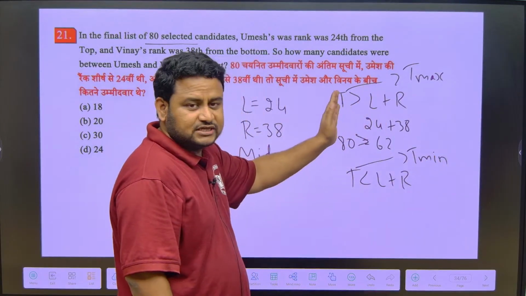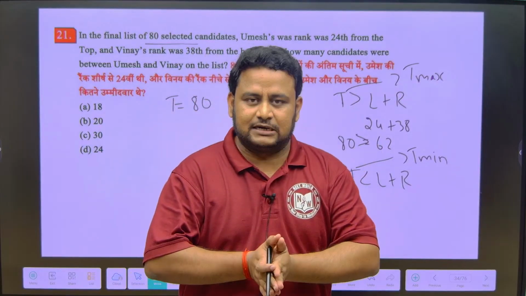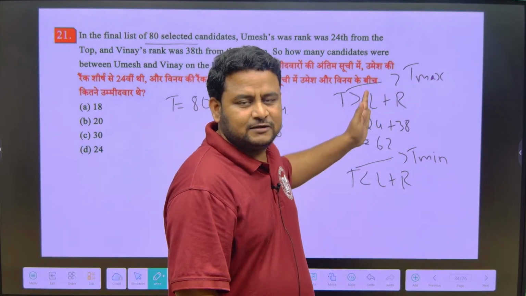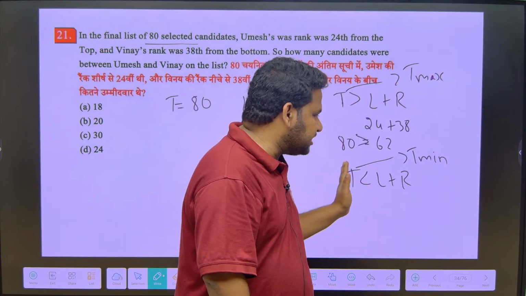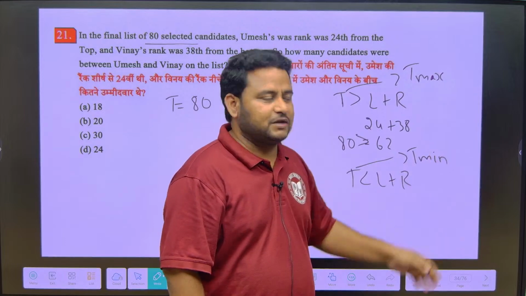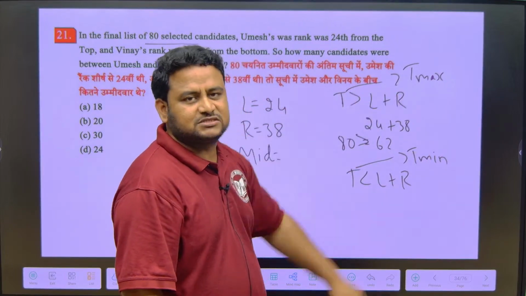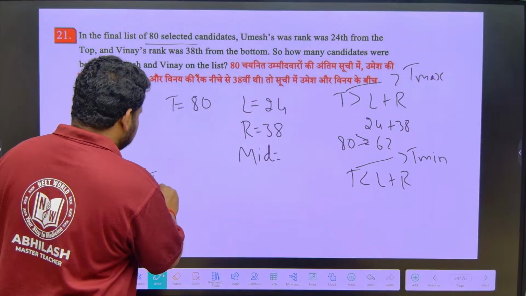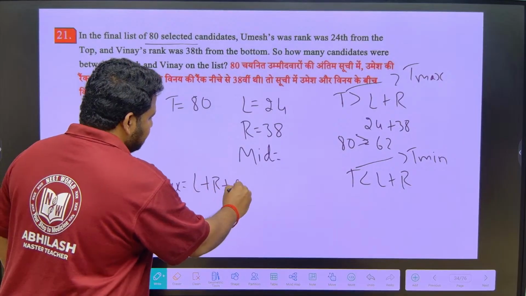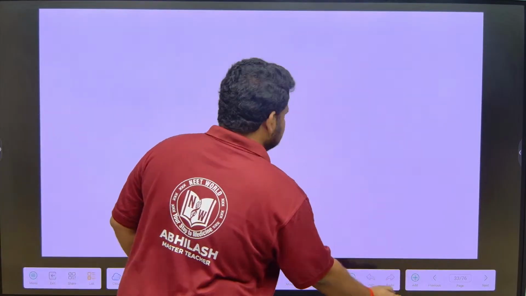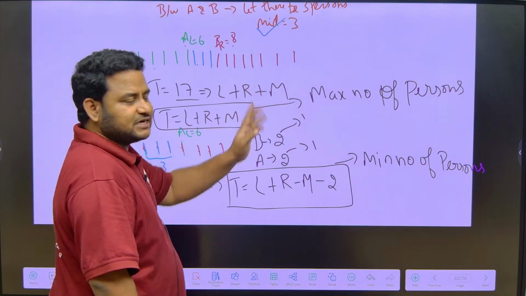Total is greater than what? L plus R. So in this question, first you have to find L plus R. If total is greater than L plus R, use total maximum formula. If total is less than L plus R, you use total minimum formula. Here total is greater than L plus R in this question. So you should use what? Total maximum formula. Total maximum formula is what? Total is equal to L plus R plus M. As you can see here, maximum number of persons. That is the maximum formula.